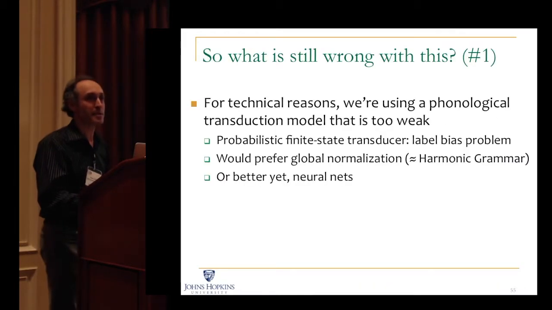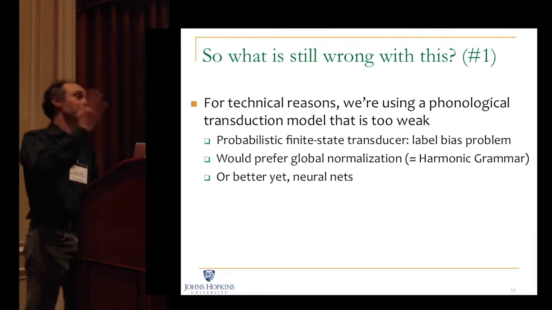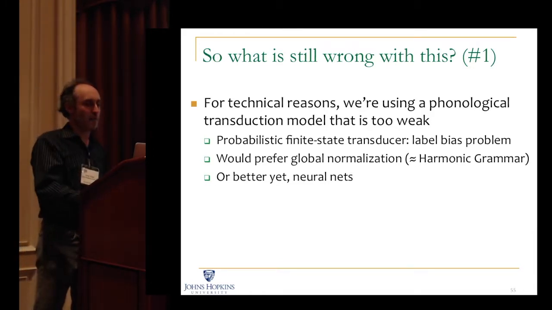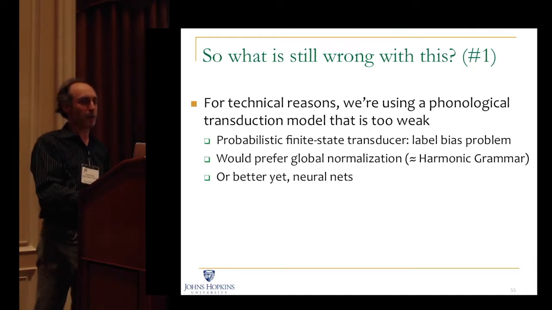Okay, so what's wrong with this? So for technical reasons, we're using a phonological transduction model that's a little too weak. It's a probabilistic finite state transducer. The arcs out of a node are locally normalized, and that allows us to ensure that all the paths for a given input sum to 1, but we would prefer to globally normalize over those paths, which is what harmonic grammar is doing. Better yet, it would be nice, because they work very well, to give the distribution of surface given underlying using some neural net.